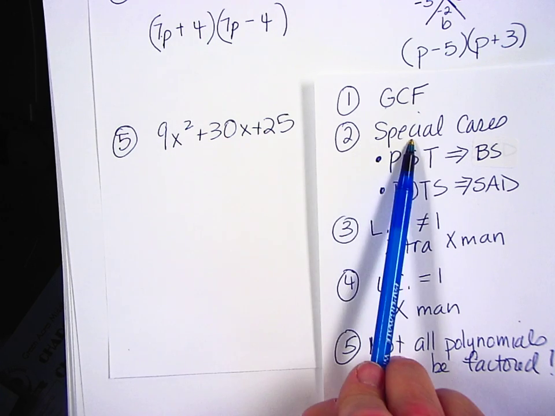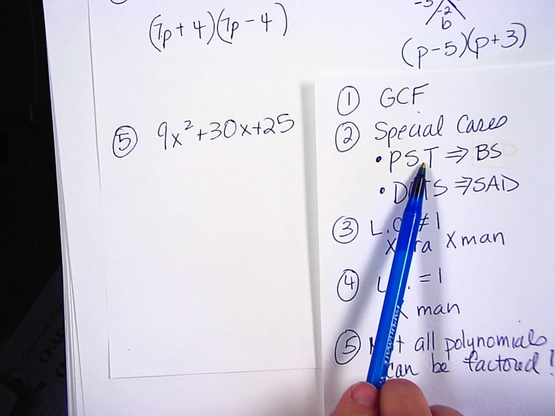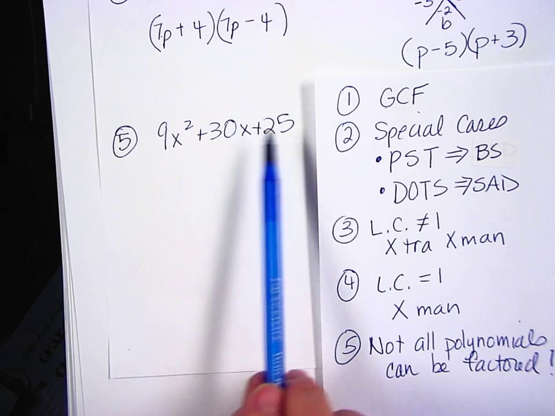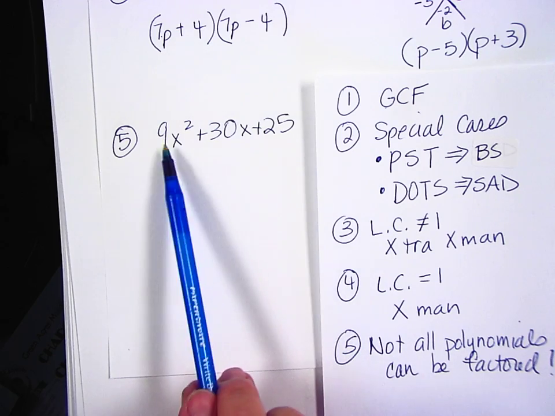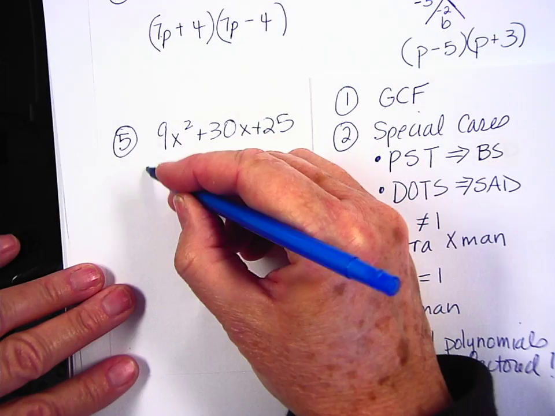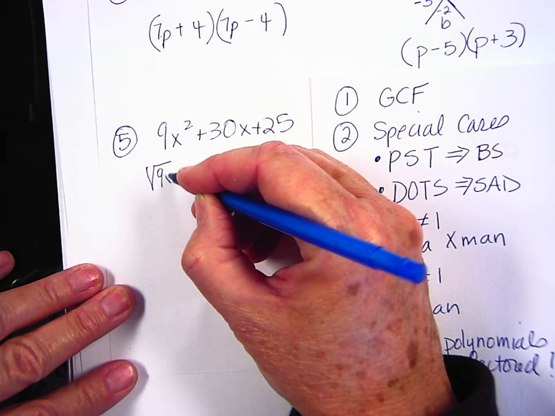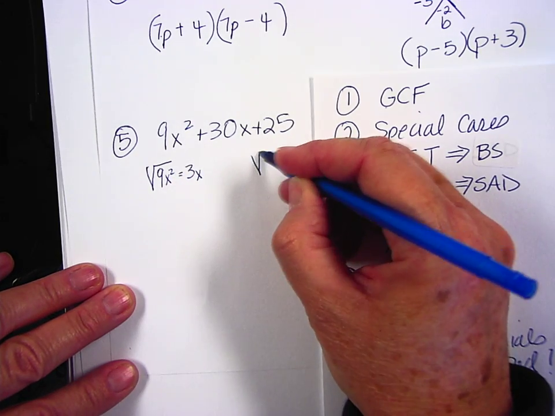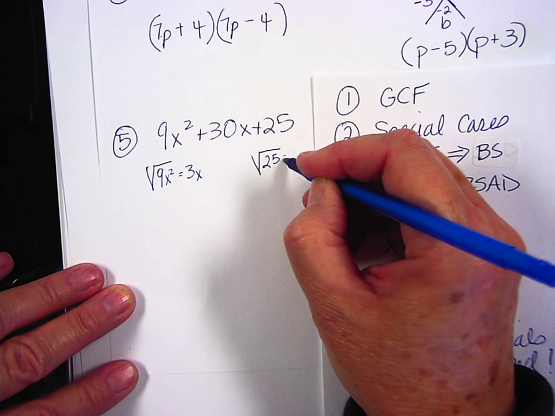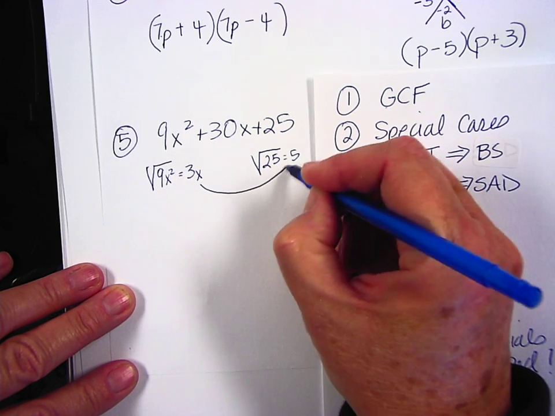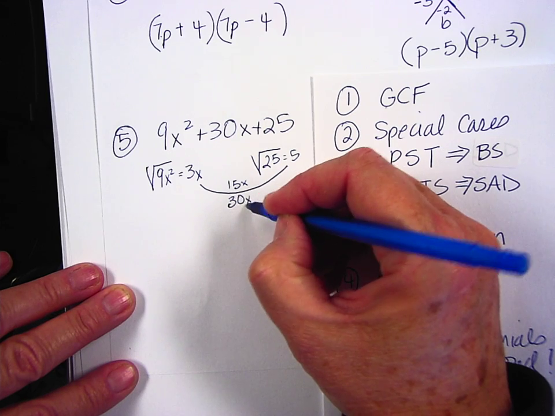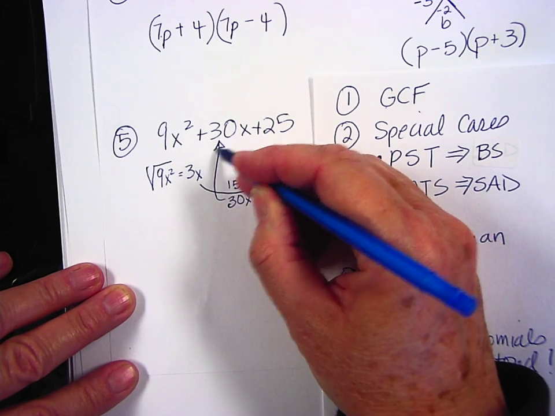Is it a special case? Maybe. PST, it's a trinomial. This is a square term, and this is a square term because they both have a square root. The square root of 9x squared is 3x. The square root of 25 is 5. 3x times 5 is 15x, and if I double that, I get 30x, and that's my middle term.